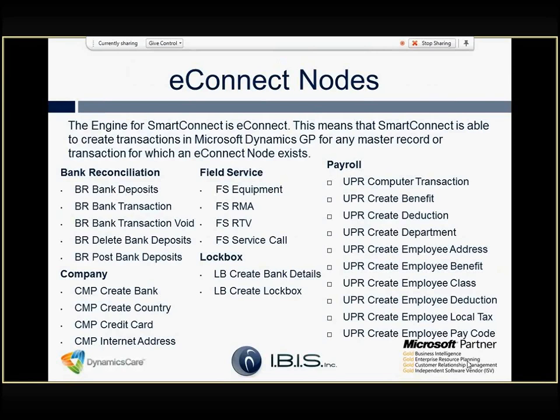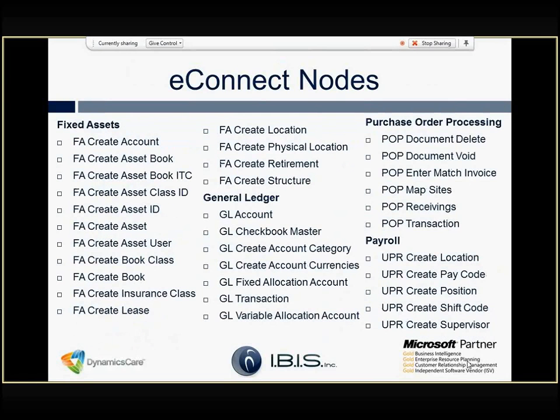Now the next couple of slides just have some examples of what type of eConnect nodes currently exist and what you could do within SmartConnect. For example, for bank reconciliation, you can do deposits, transactions. For field service, you can do service calls. You can create a lockbox. For payroll, you can create benefits, deductions, add employees, put the employees in a class, create a class. For fixed assets, you can create an asset, create a book, create a lease or structures. For general ledger, you can create an account. You can upload journal entry transactions. You can create a fixed allocation account or a variable allocation account.